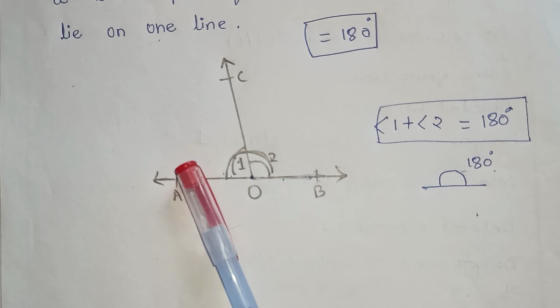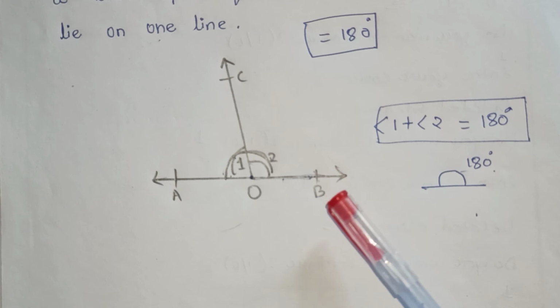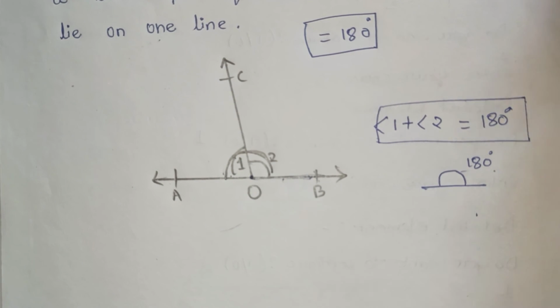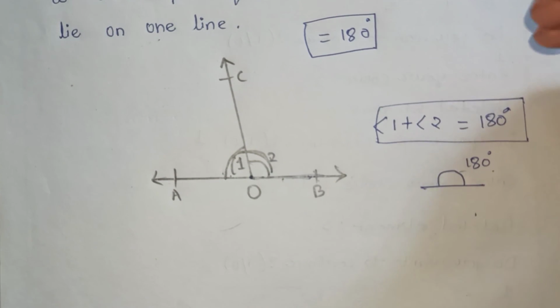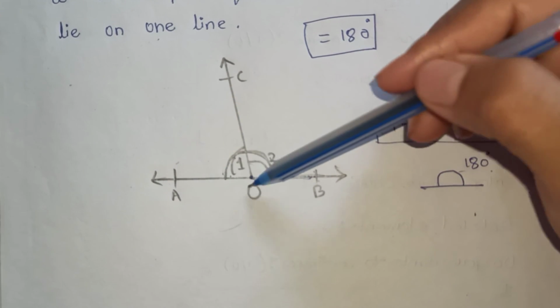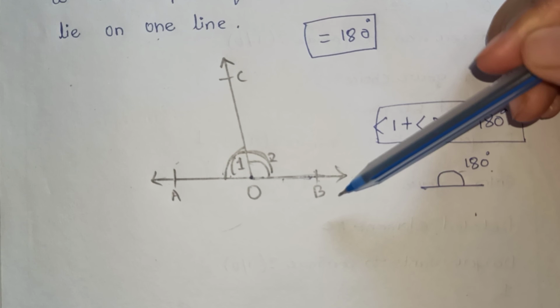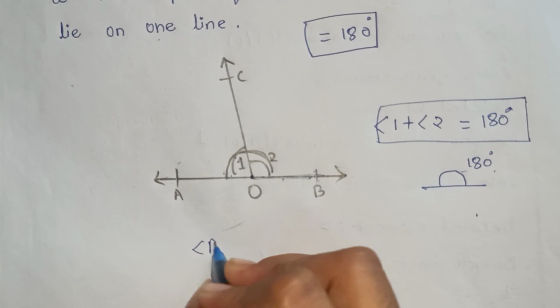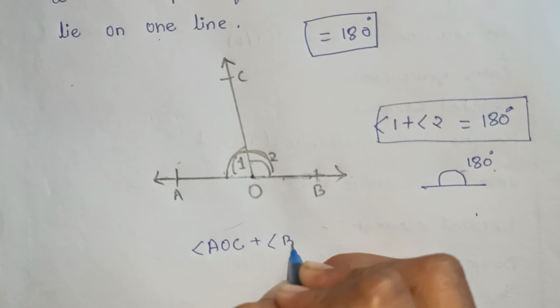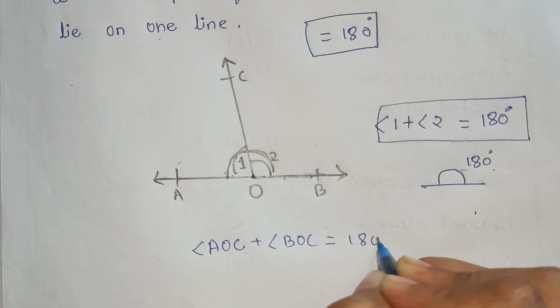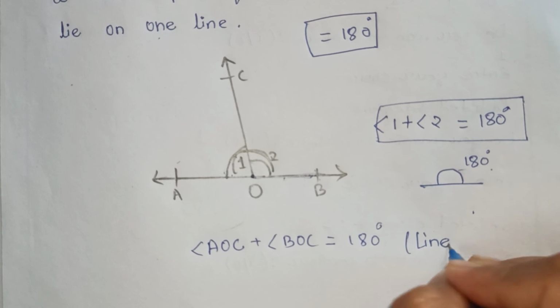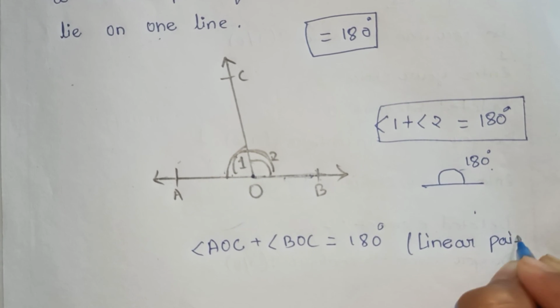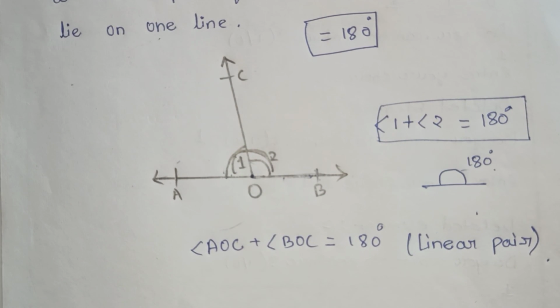So in this figure we can see that angle AOC and angle BOC have a common vertex O and a common arm OC, and the other two arms OA and OB are on the same straight line AB. Thus, angle AOC plus angle BOC is equal to 180 degree. They are forming a linear pair. Okay. So I hope you have understood linear pair and adjacent angles.